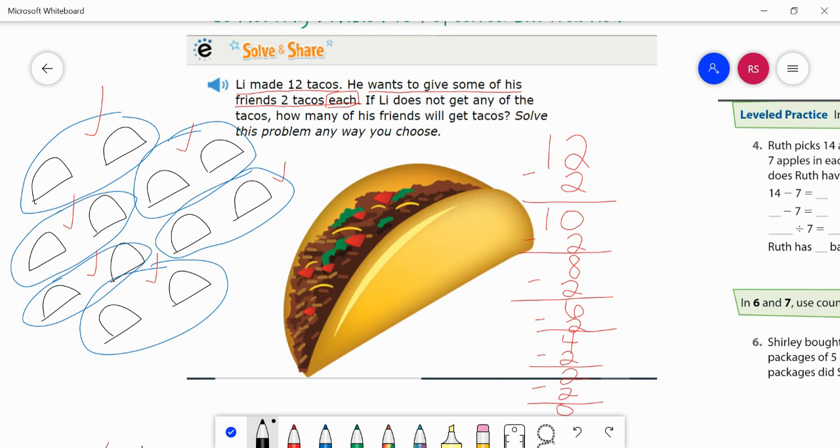So let's count and see how many times did we subtract 2. We subtracted it 1, 2, 3, 4, 5, 6 times. I subtracted 2 6 times to be able to say, okay, all my tacos are gone. Let's see how many groups of 2 we made. We made 1, 2, 3, 4, 5, 6 groups of tacos. So let's take a look at the connection here. We have our 6 groups of tacos, which means we also subtracted 2 6 different times.